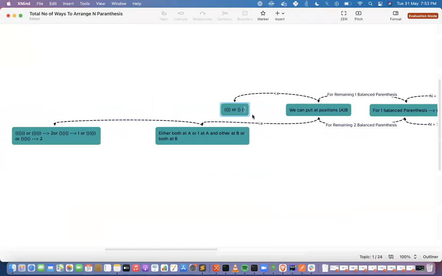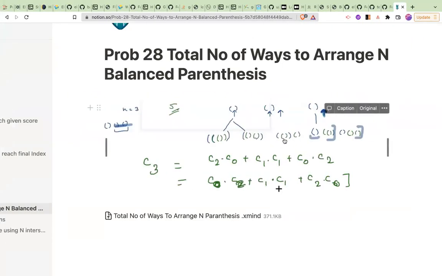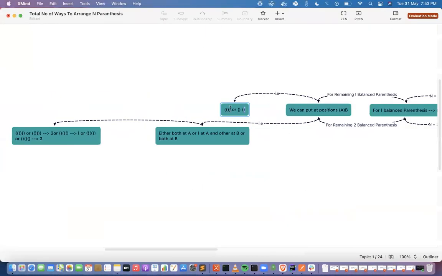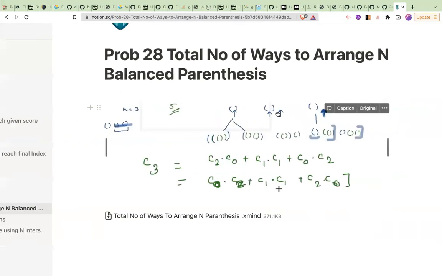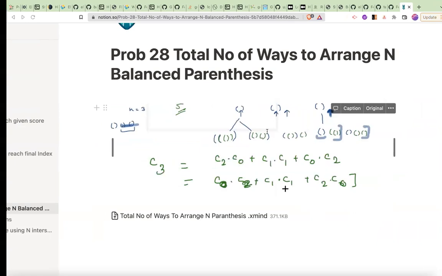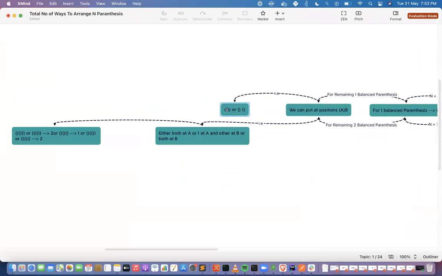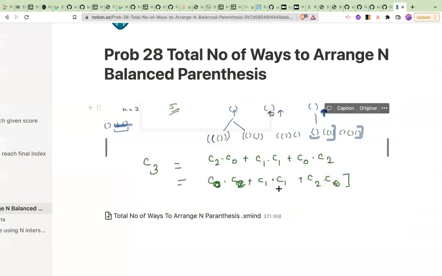So it's open, close, open, close. This is forming, right? And can I place these two combinations at position A or at position B? Like open, open, and close, close. Can I place open, open, and close, close there?